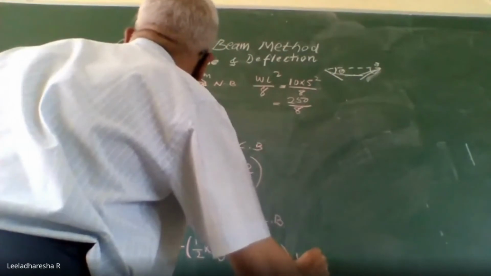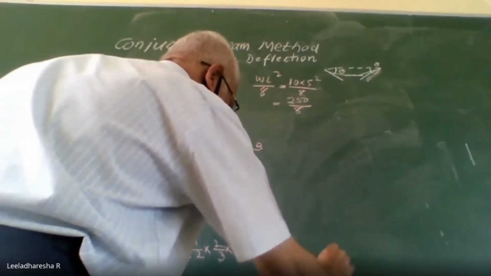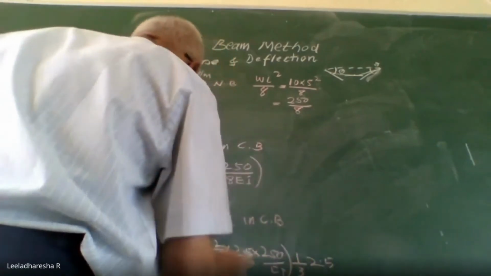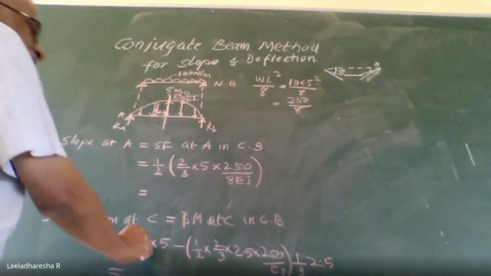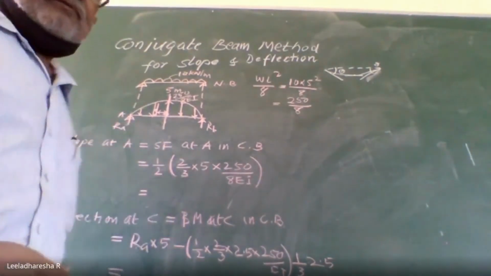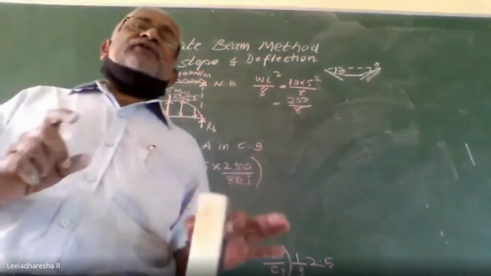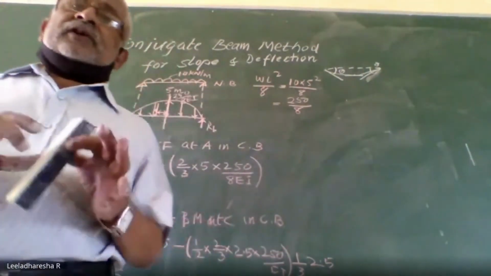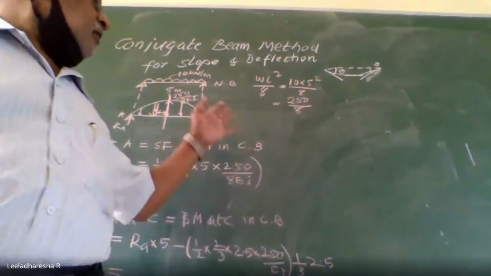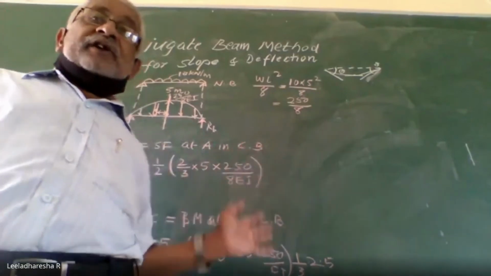One third of base. Base is 2.5. So now, if I simplify this, substituting the value of RA, then I am going to get the deflection at C. See, why I revised these two problems is, you need to remember one thing. I could not calculate the entire thing completely, but you can calculate this one.